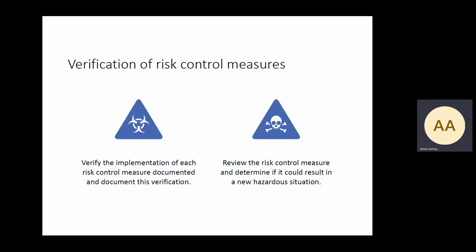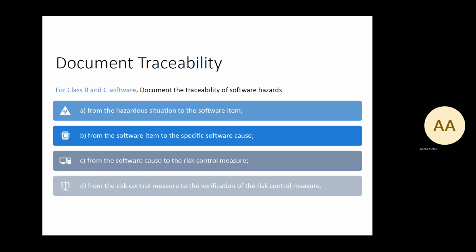And then verification of the risk control measures: document them individually, and then review the risk control measure and determine if it could result in a new hazardous situation. Again, this is common risk management practice. And then documenting traceability.